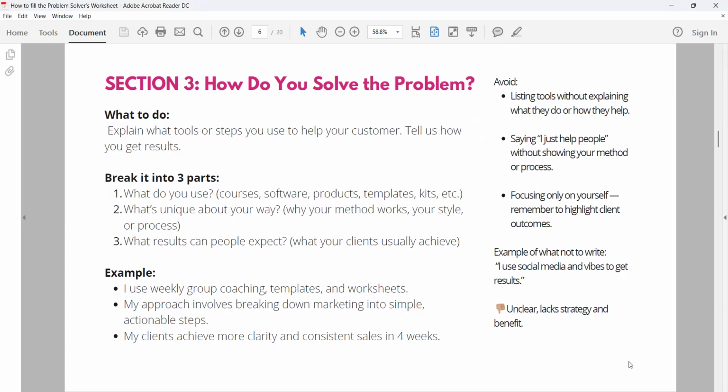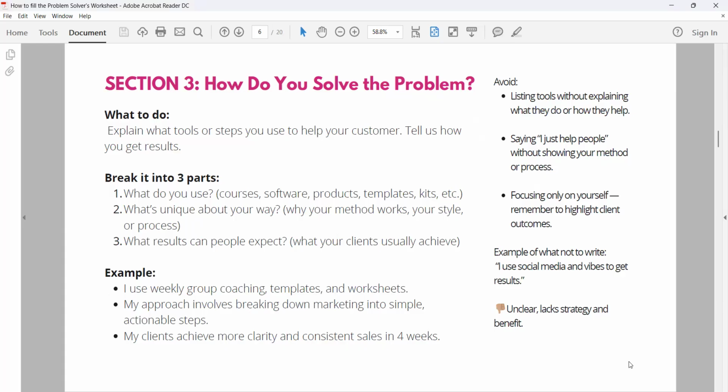All right. So, for example, I use weekly coaching templates or worksheets. My approach involves breaking down marketing into simple, actionable steps, and my clients achieve more clarity and consistent sales in 4 weeks.